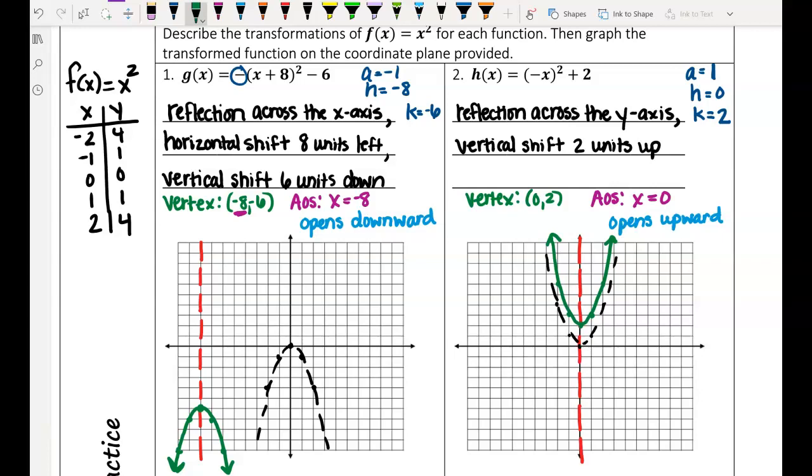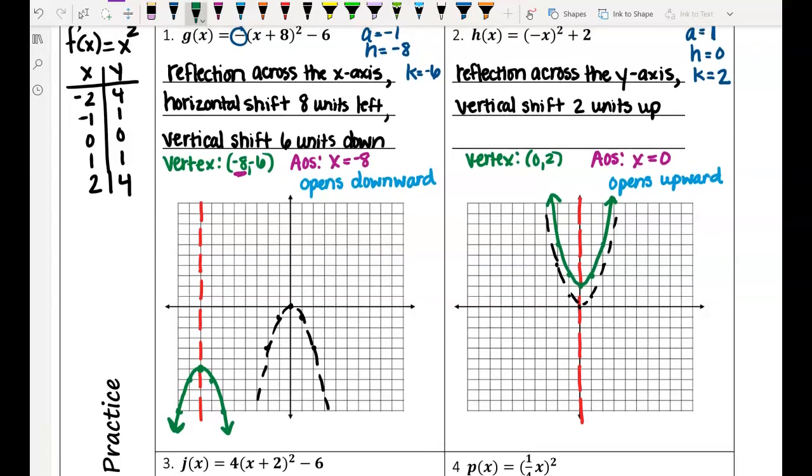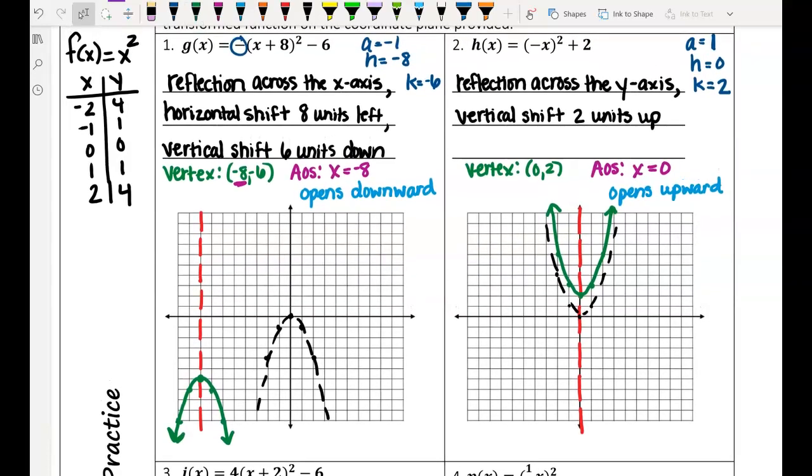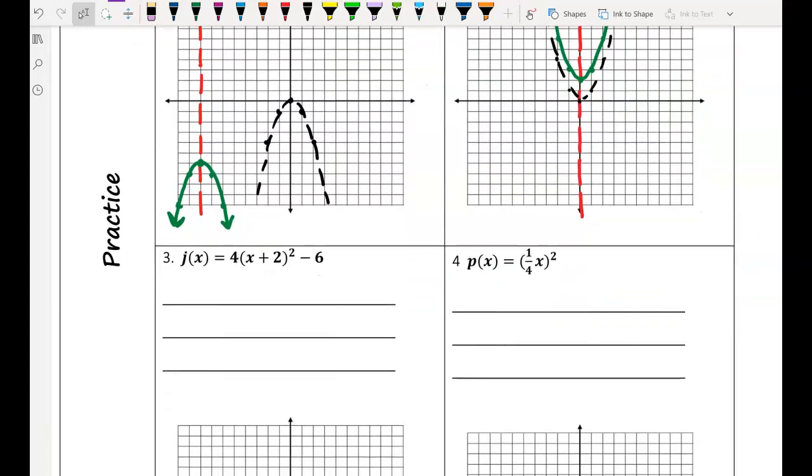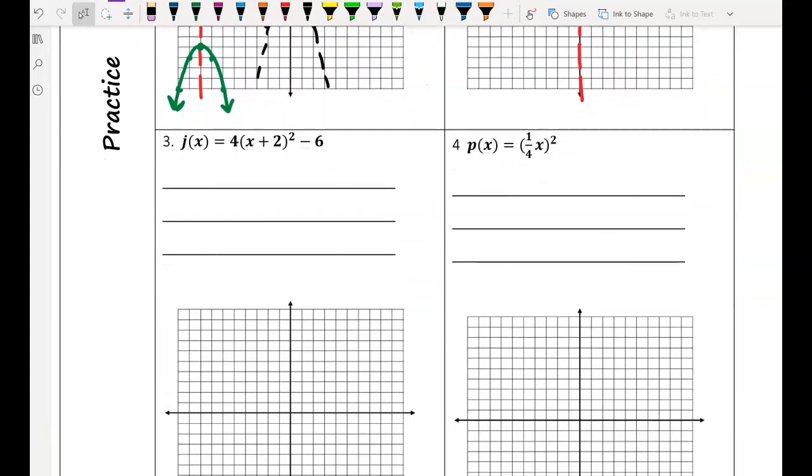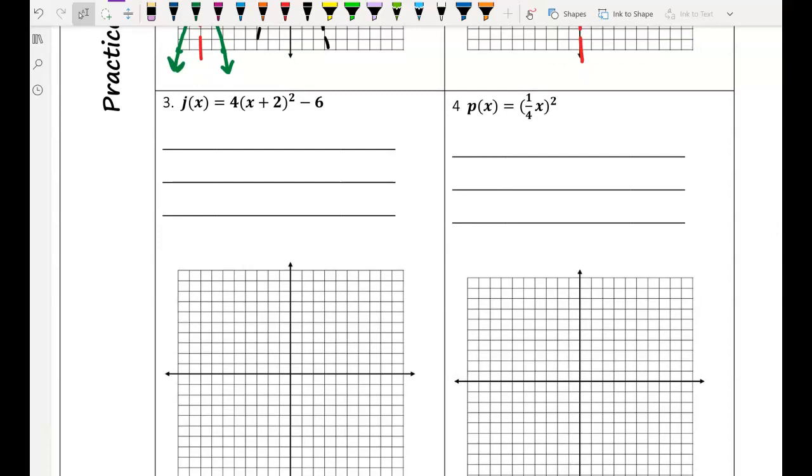Now, the third one is probably the toughest one we're going to look at because there is a stretch factor in the third one. So that one is causing a few more problems because we have to think about stretching it before we can move it. So number 3, j of x equals 4 times the quantity x plus 2 squared minus 6. So what is the value of a in this 4? What is the value of h?